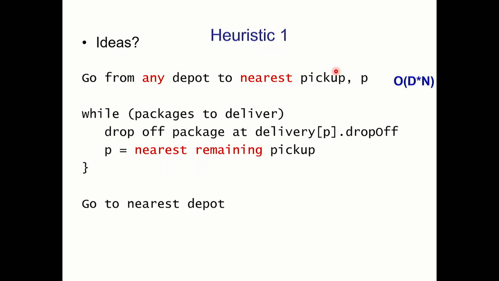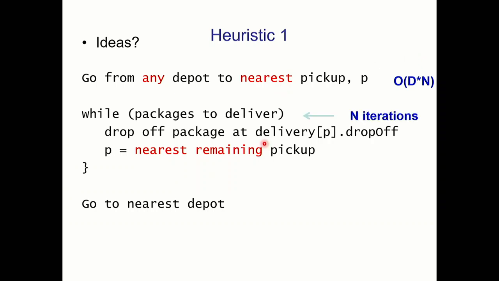So let's look at the time complexity of this. To go from any depot to the nearest pickup location, what do you need? You need to loop over all of the depots, and then loop over all the delivery intersections to choose the one that is nearest to that depot, right? So you need O of D times N to find the best one to start at, right?